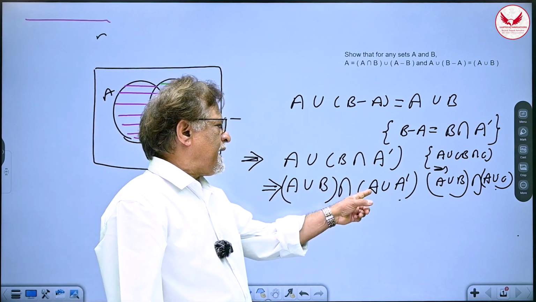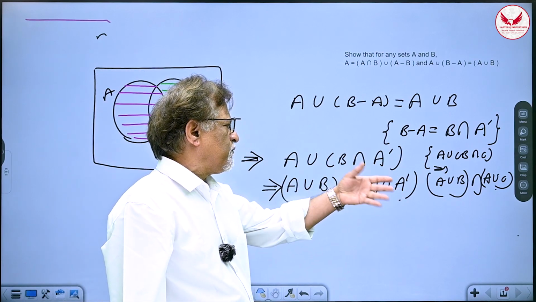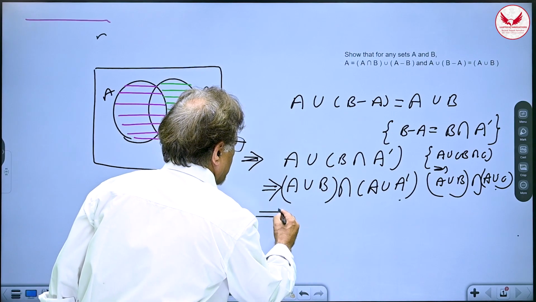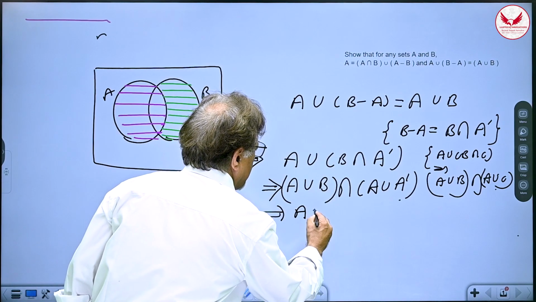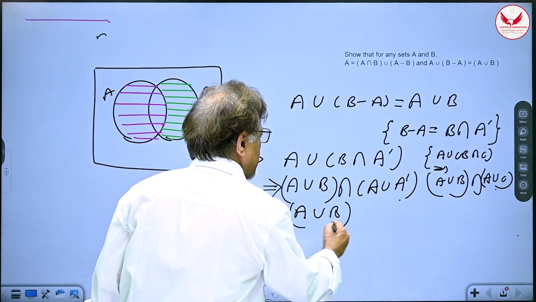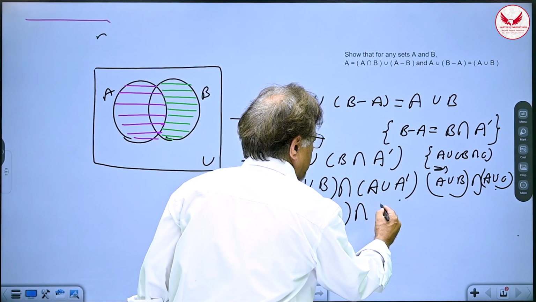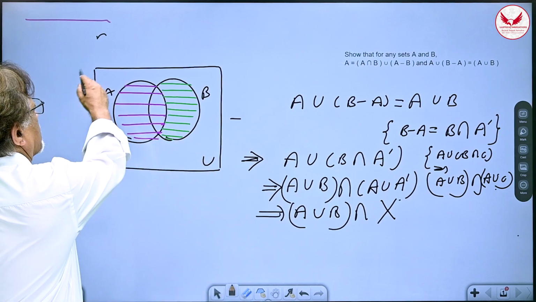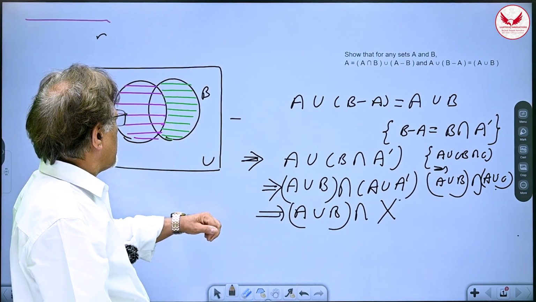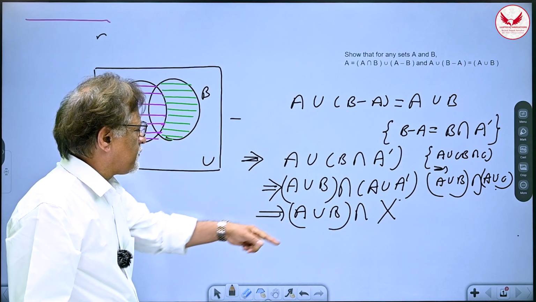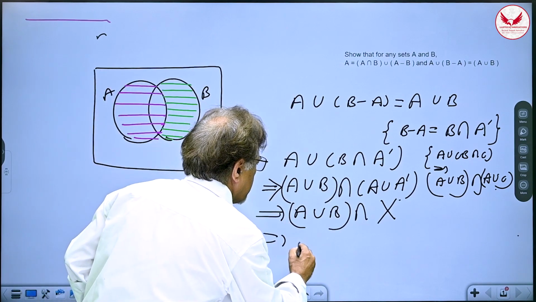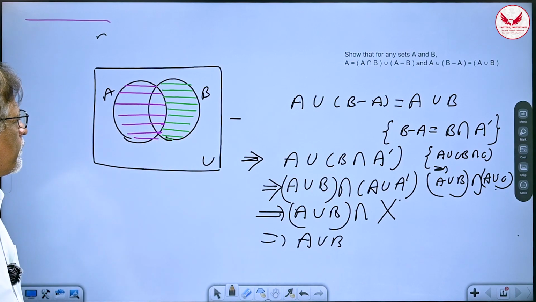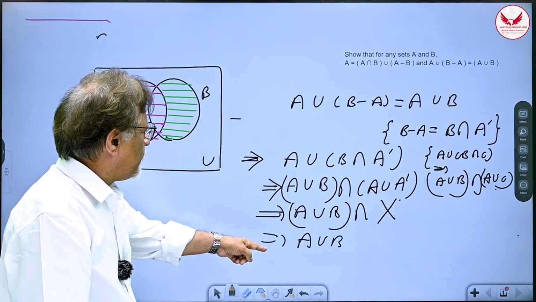But elements which are in A as well as the elements which are not in A, that makes the entire universal set. So this becomes A union B intersection the universal set X, or you may call it U. But the universal set is this whole rectangle. Now what is common between this and this? That is nothing but A union B. Finished. So we have already proved that this is equal to this.